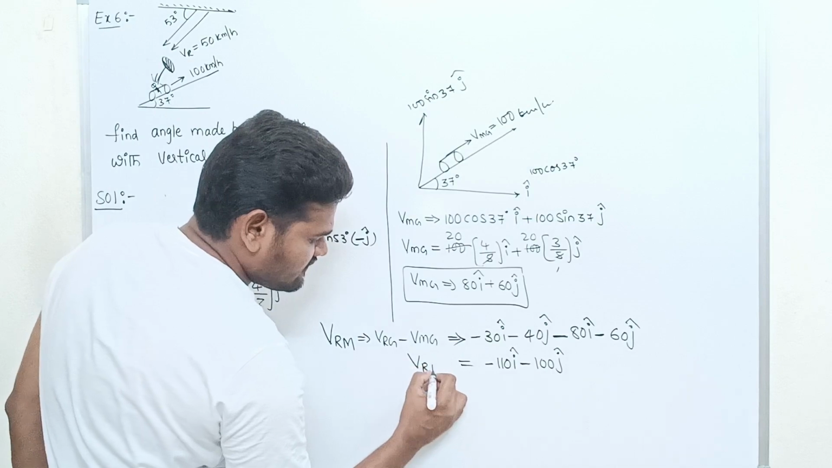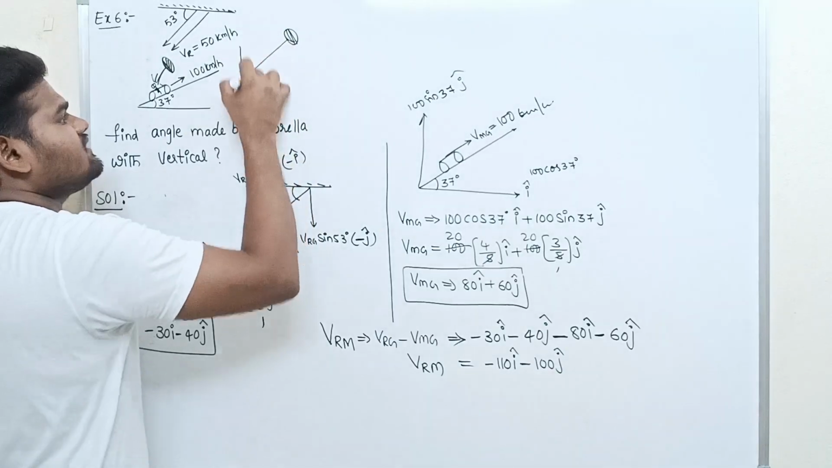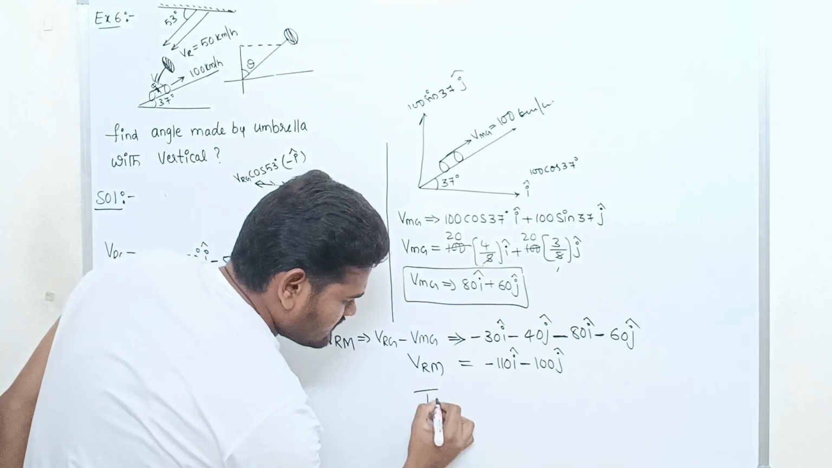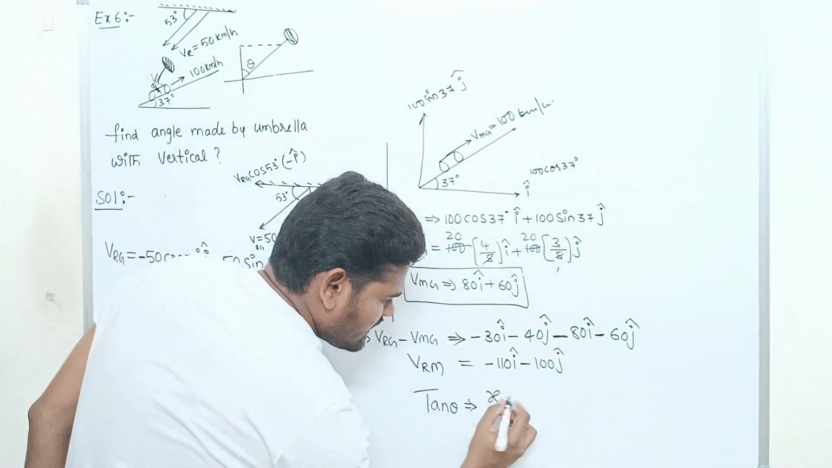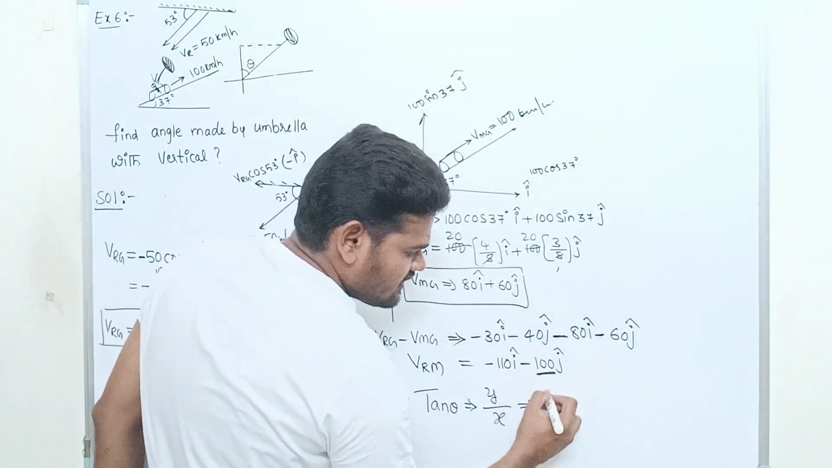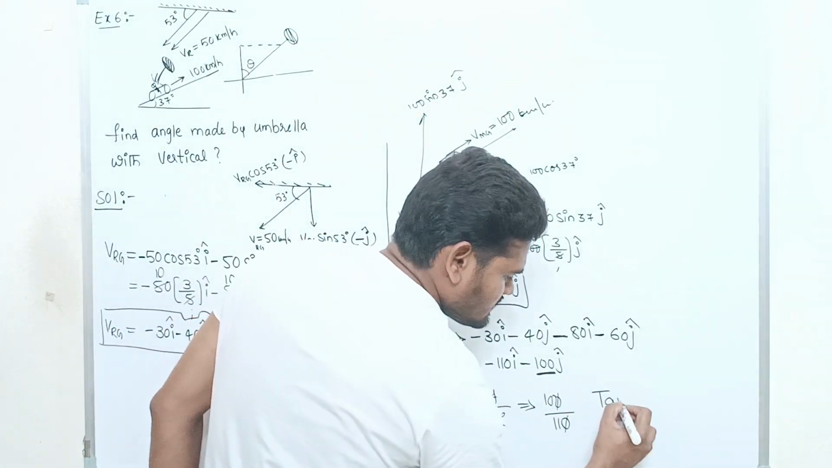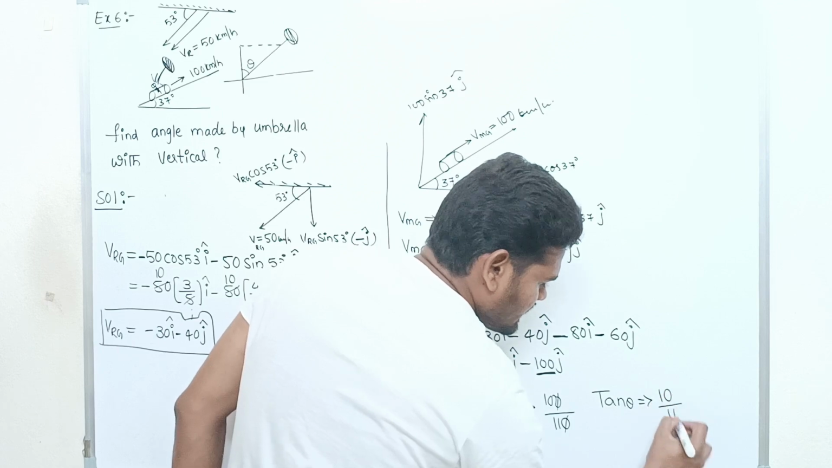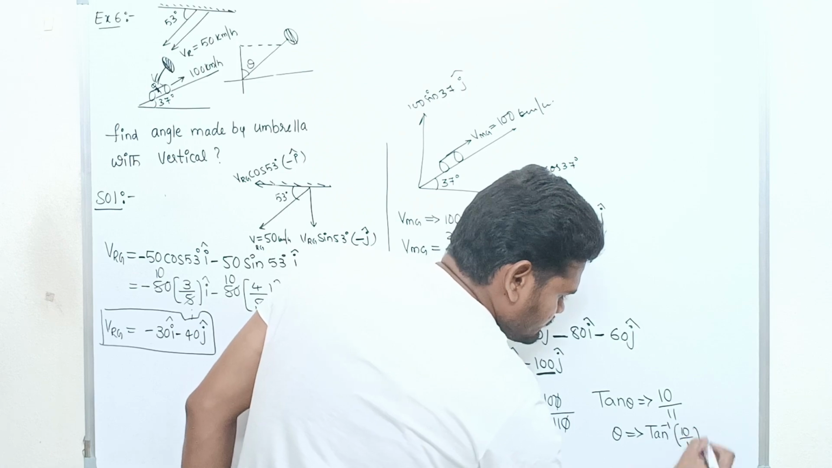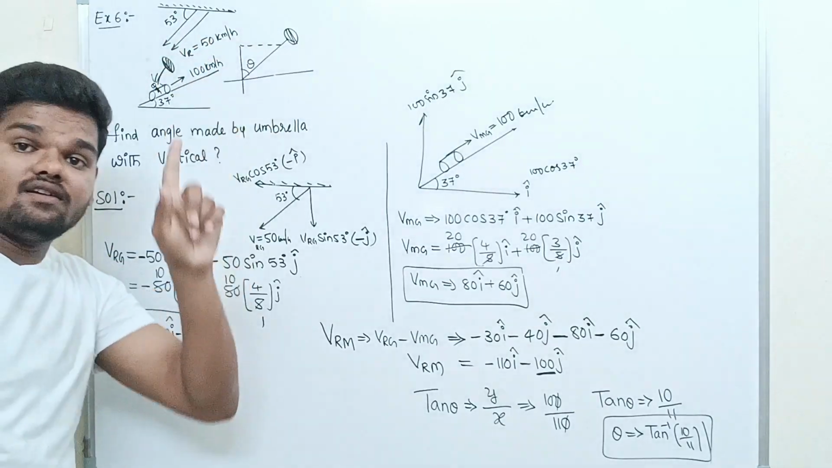So this is the velocity of rain with respect to man. And if you want to find the angle made by the umbrella with the vertical, we have to use tan theta. So tan theta is equal to the component of y divided by the component of x. What is the component of y? 100. What is the component of x? 110. So the zeros cancel out. Tan theta is equal to 10 by 11, and theta is equal to tan inverse of 10 by 11. So this is the angle made by the umbrella with the vertical.